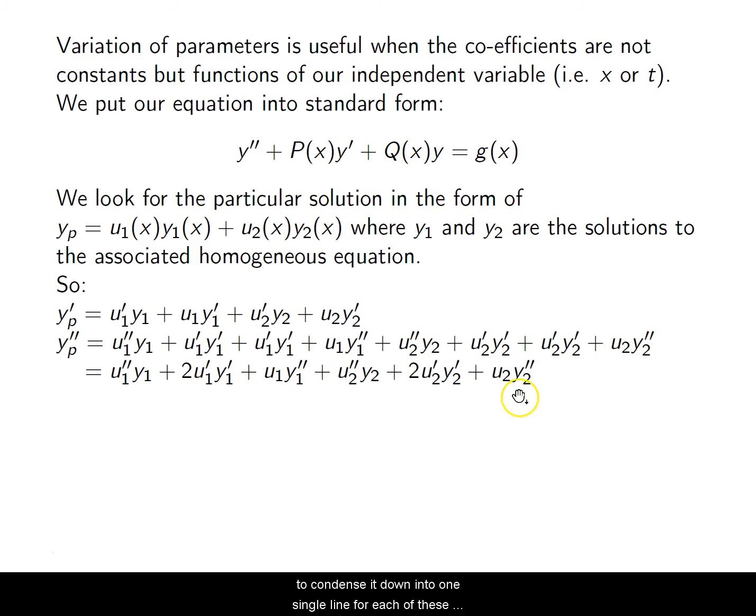So I wasn't able to condense it down into one single line for each of these steps. Most of them are. I could have, but the font would have gotten really small. So just bear with me. I did try to break these down in pieces as best as possible though.